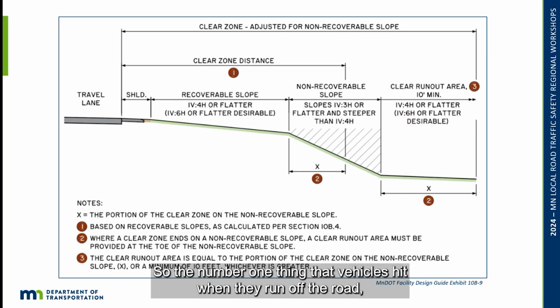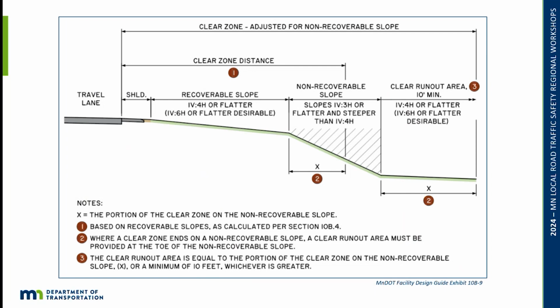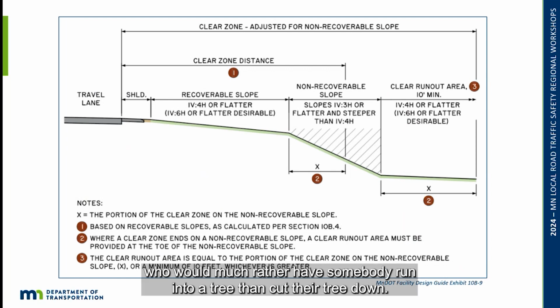So the number one thing that vehicles hit when they run off the road, according to crash data here in Minnesota, trees. More than a third of the road departure crashes involve a vehicle hitting a tree. And it's hard to imagine, but there are advocates for trees who would much rather have somebody run into a tree than cut that tree down.